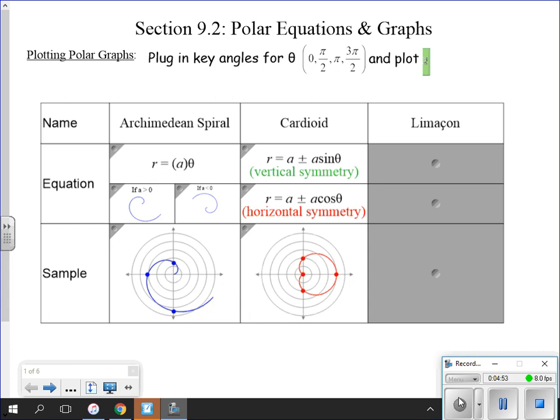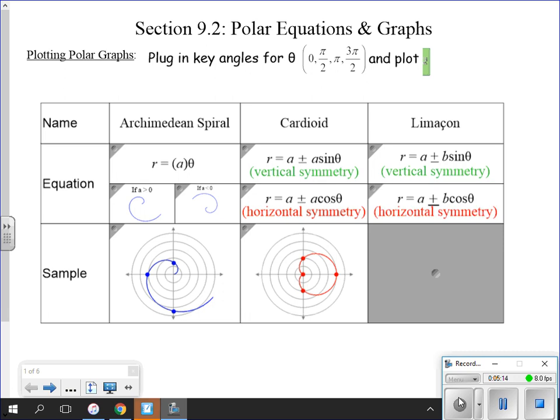Okay, and then the next one, limaçon or something like that. I can never pronounce it correctly. I really don't care. r equals a plus or minus b sine theta gives you, once again, vertical symmetry. r equals a plus or minus b cosine theta gives you horizontal symmetry.